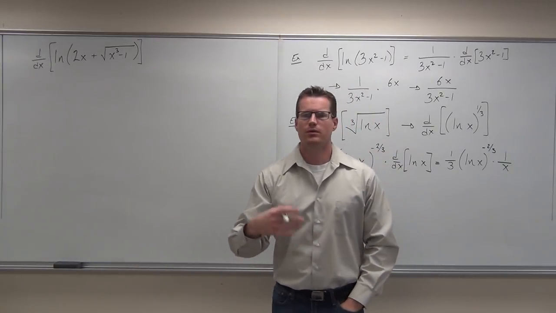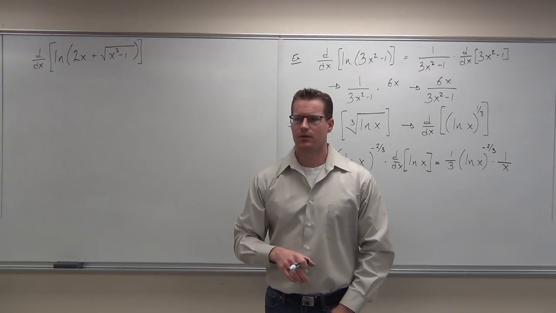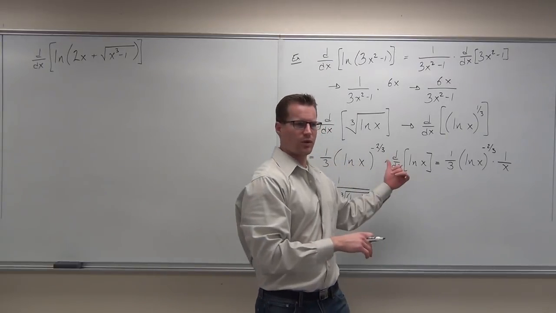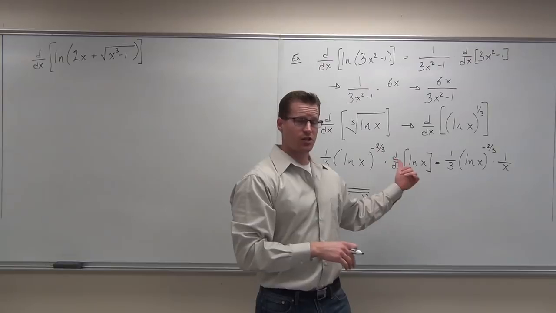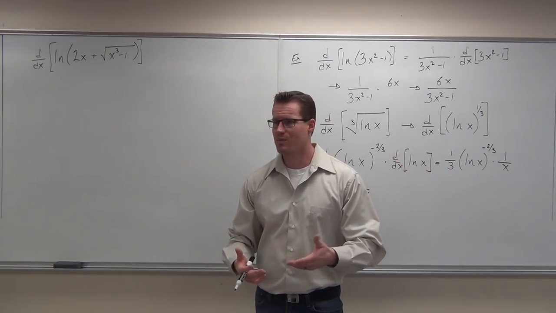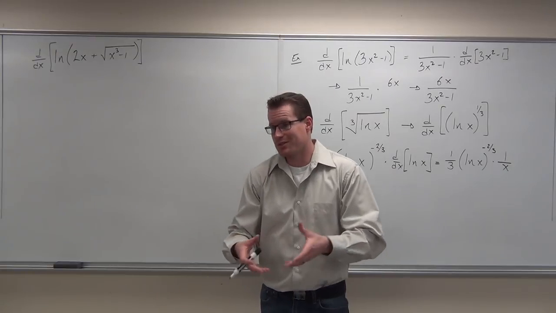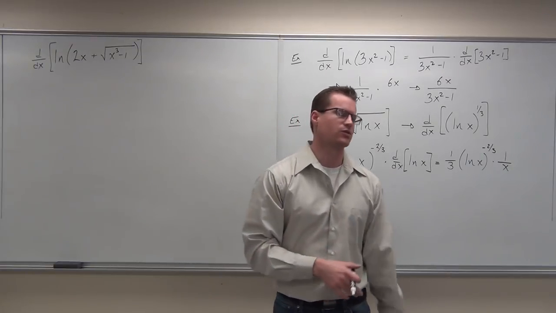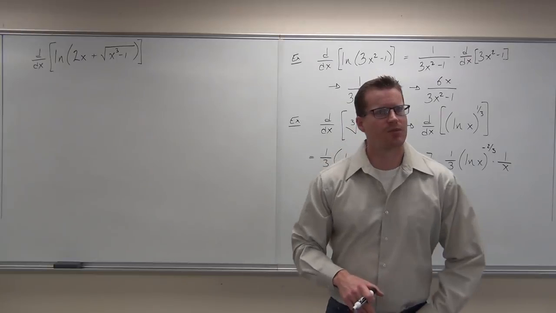What do you think we're going to do first? Is this like a general power rule like we had last time? Is it a chain rule still? Anytime you have a function inside of a function, it's a chain rule. Pretty much anytime you do a derivative, it's a chain rule. Sometimes it's easy because you just have x, but it's always some sort of a chain rule. So we have ln of some function.